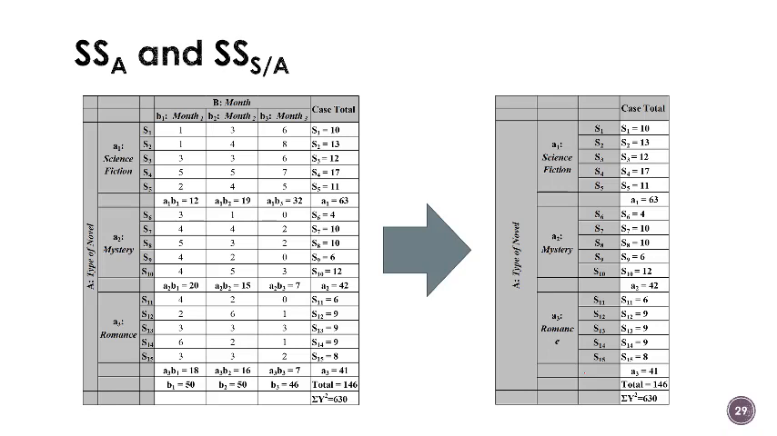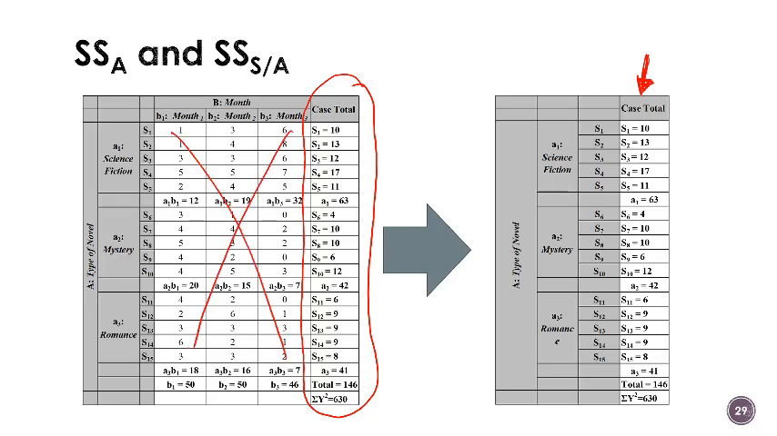Again, whenever we're looking at sum of squares for A and sum of squares for S with an A, we're really focusing on just the case totals. B can actually sort of be ignored for that. You don't have to do anything. We're really just honing in on this one column and leaving the rest out, because we're looking at A and S with an A. We don't need to look at B, so we can just look at just the case totals.